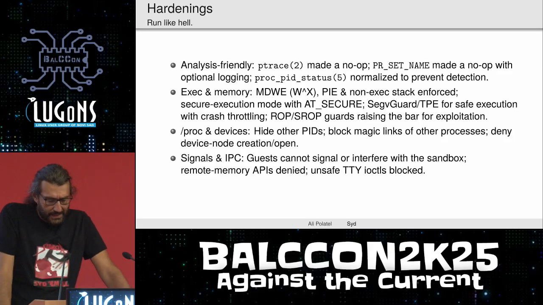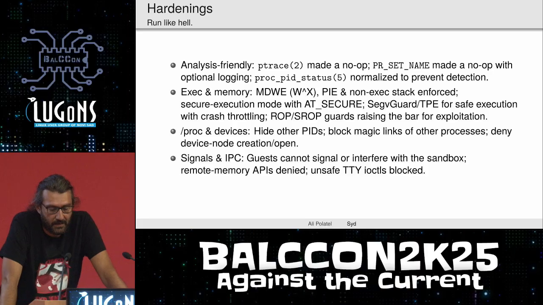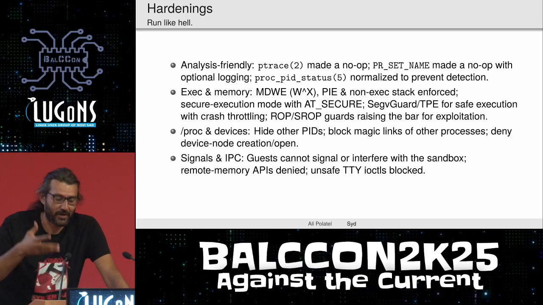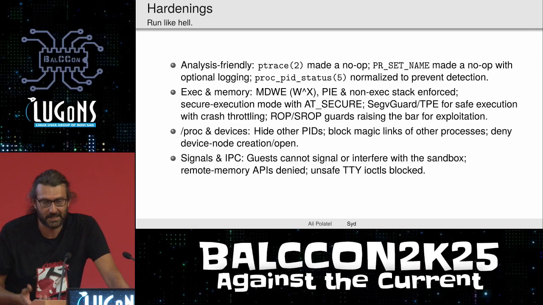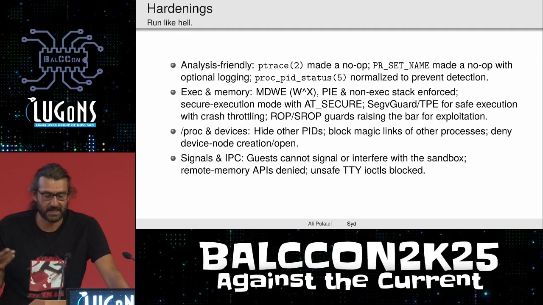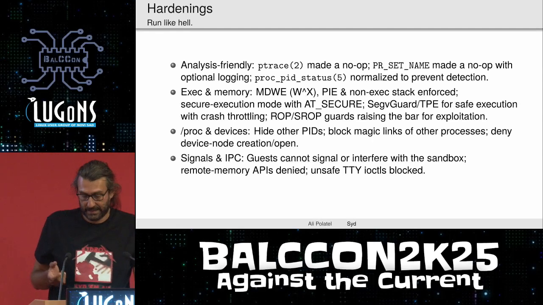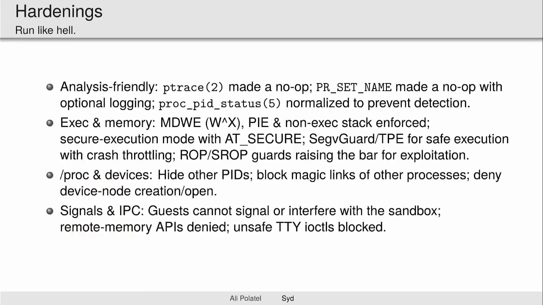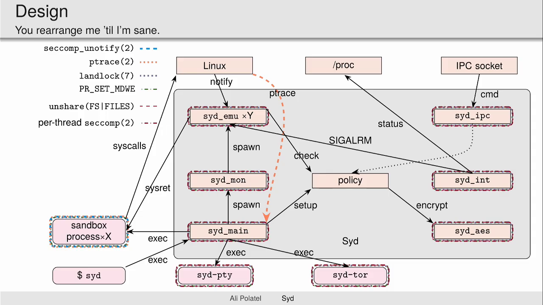Then we have proc and devices hardening. When you list proc as a sandbox process, you will only see your own PID. You can only follow the magic links of your own process and so on. This prevents a lot of container breaks. And under SID, you cannot list block devices. You cannot open block devices. You cannot send ioctls to them. So it doesn't provide a way to bypass path sandboxing by directly accessing the block device, right? And we, again, confine signals and IPC, so a sandbox process cannot send signals outside or interfere with IPC.